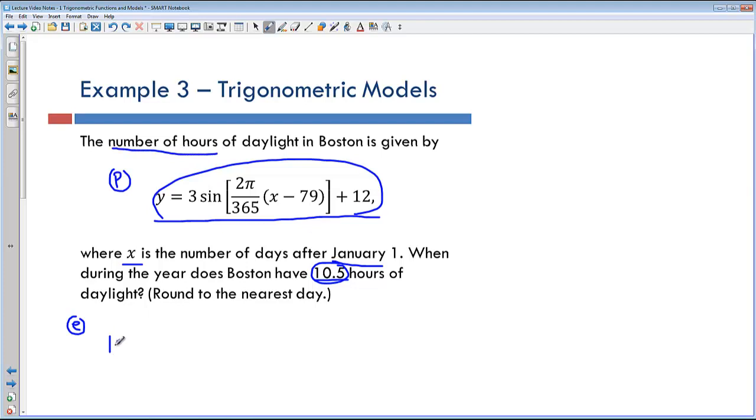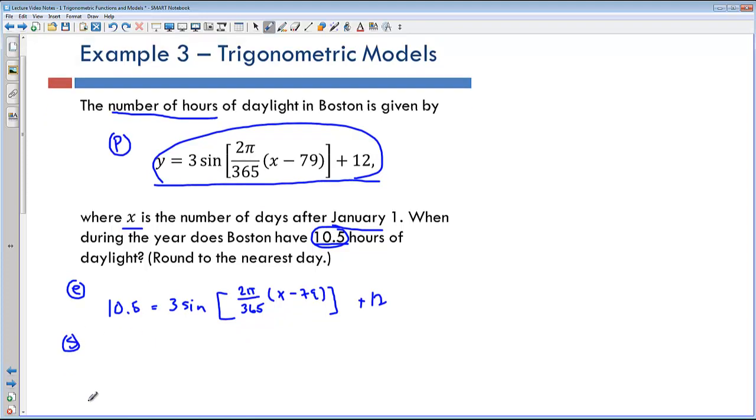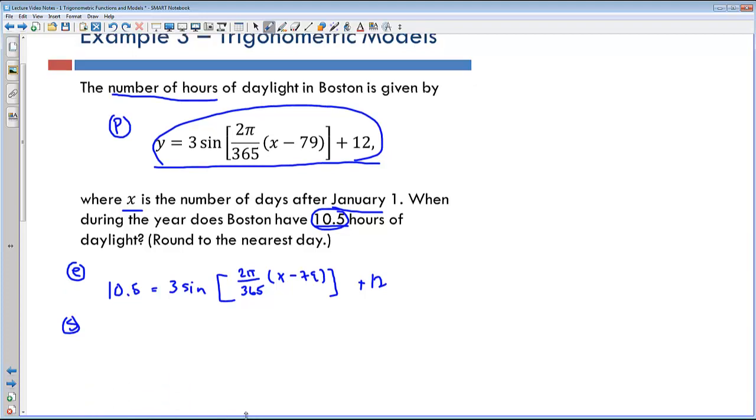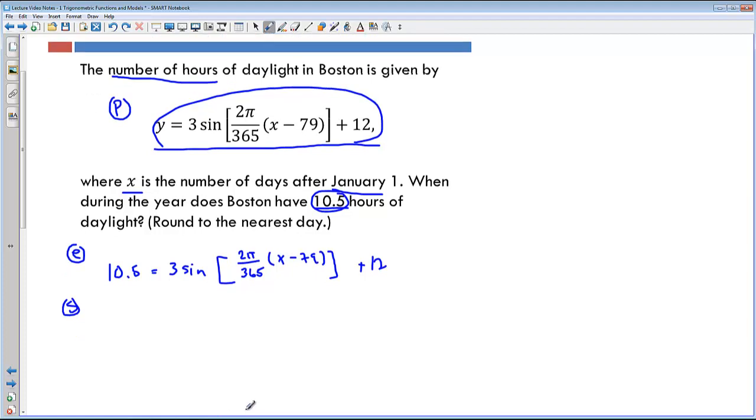So what we're going to do is take 10.5, and set it equal to this 3 sine of 2 pi divided by 365. Then all times this x minus 79, and all plus 12. And so there's two ways to solve this equation. We can either solve it by hand, or we can use our technology. We can use our calculator. I'm going to use the calculator because I think it's a nice use of the calculator to solve a trigonometric equation. But you can try to solve this by hand if you want to.